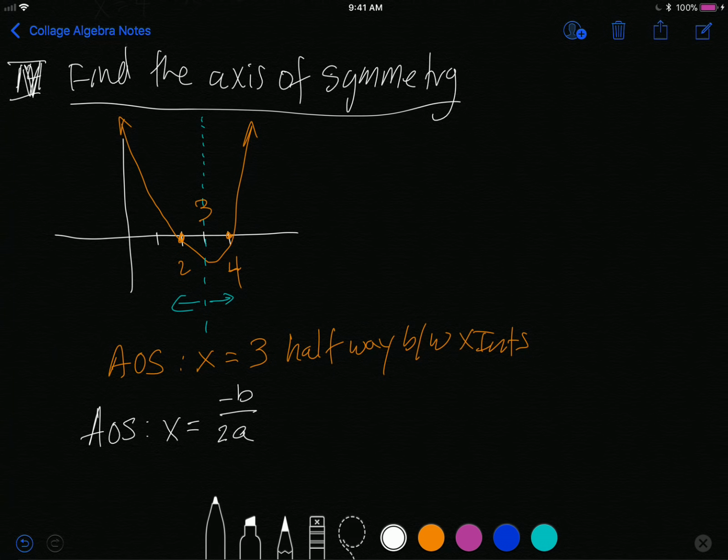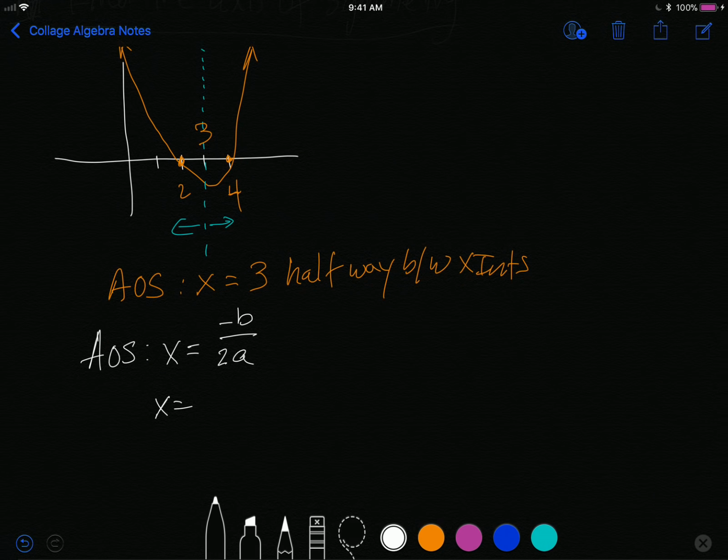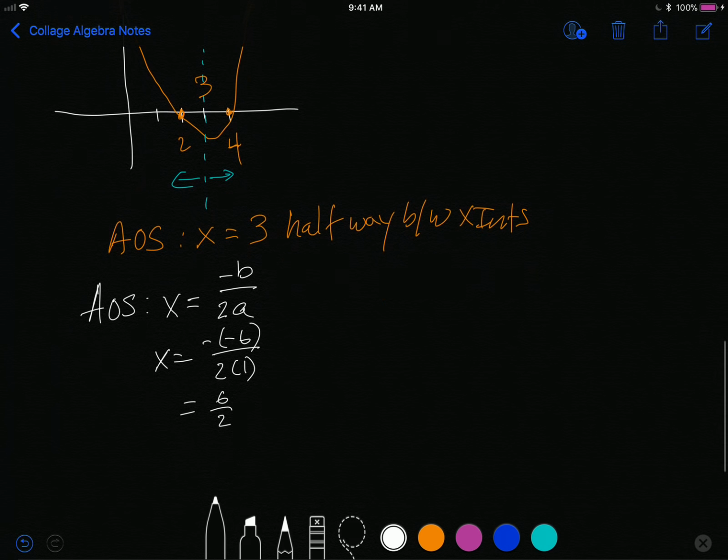So again, in this example, x will be equal to minus b. b was negative 6, so that's minus negative 6 divided by 2 times 1. That gives us 6 over 2, which gives us the answer we expected: x equals 3. Well, you might be thinking, where did they get this minus b over 2a? It kind of looks like the b over 2 squared, but it's not the same thing. Where did they get it from?